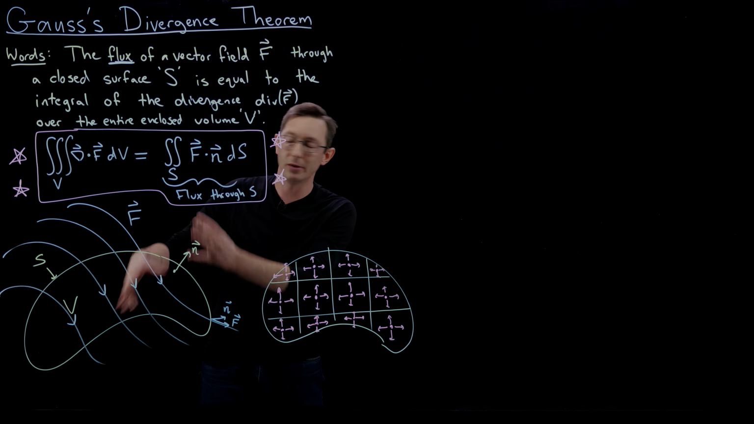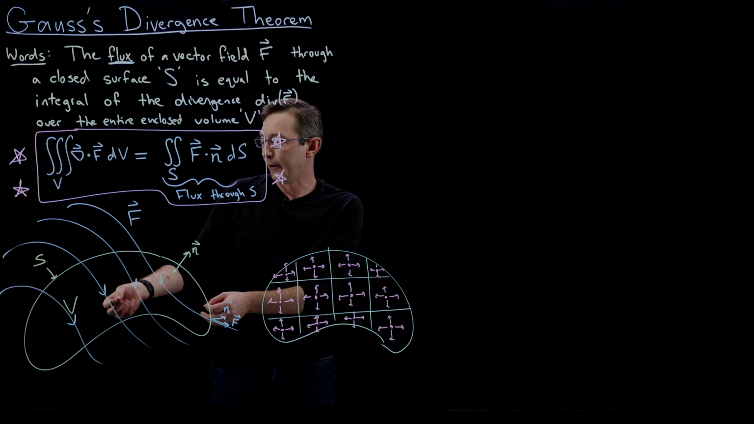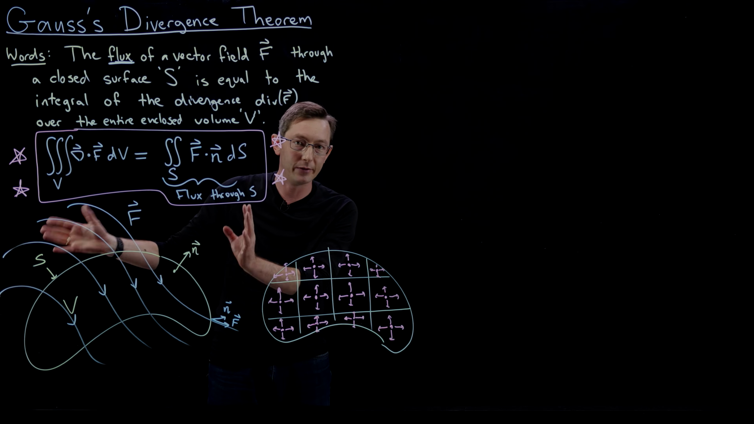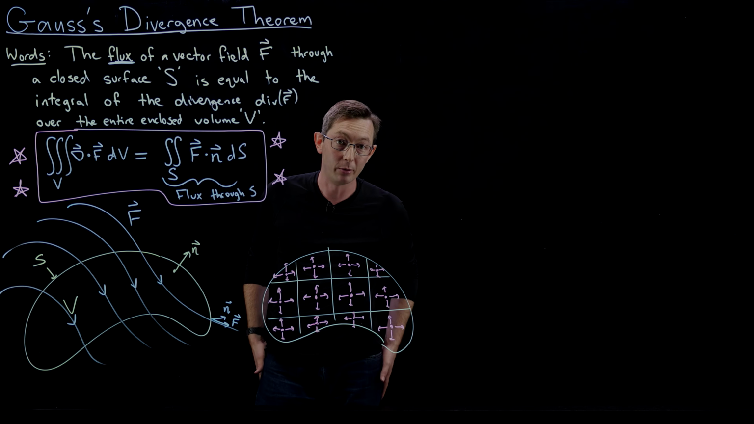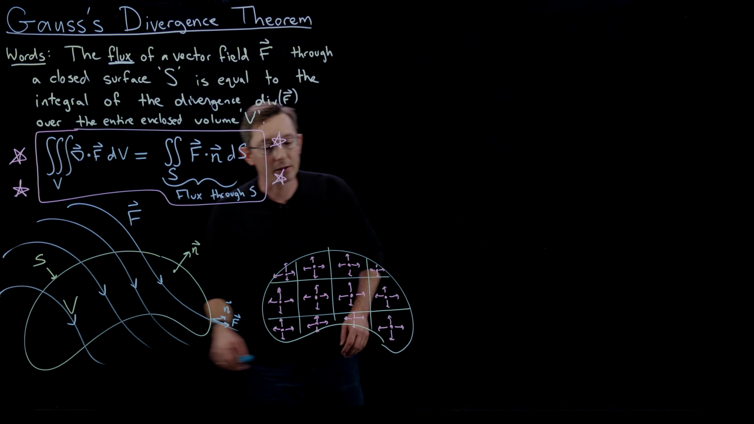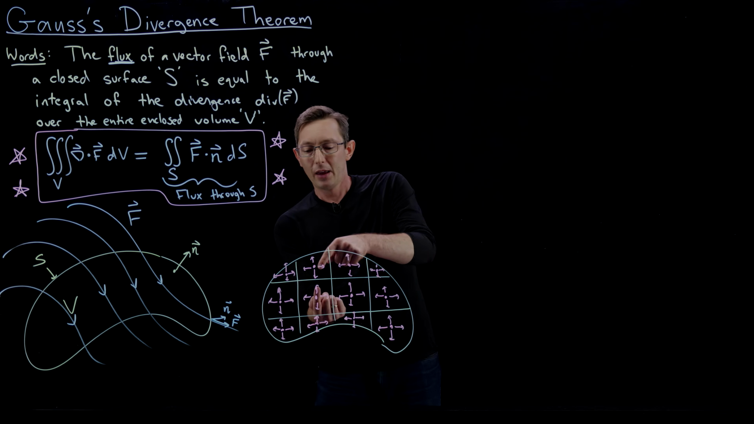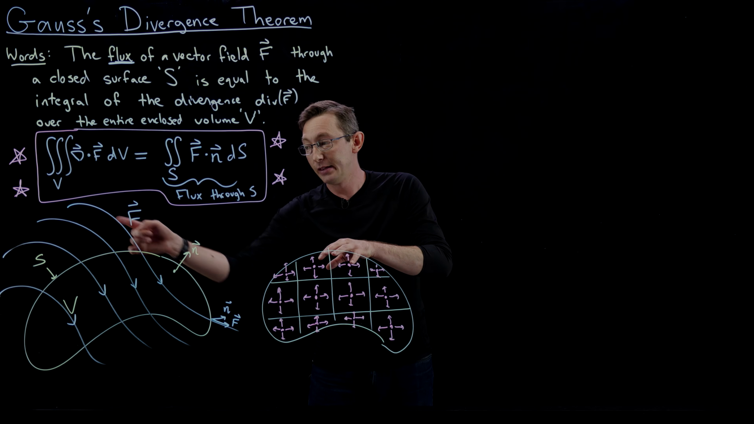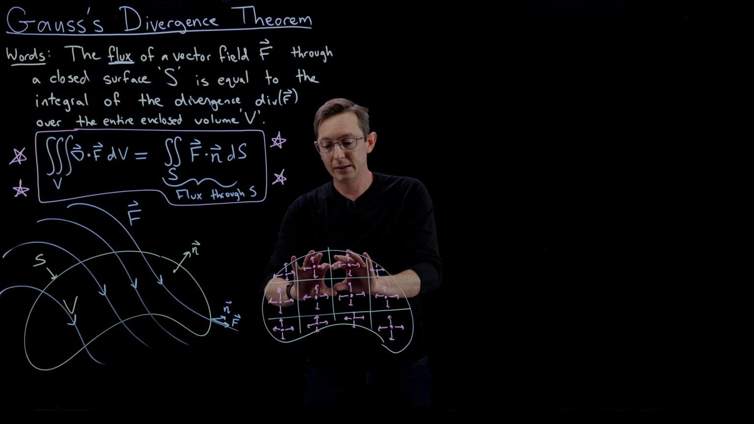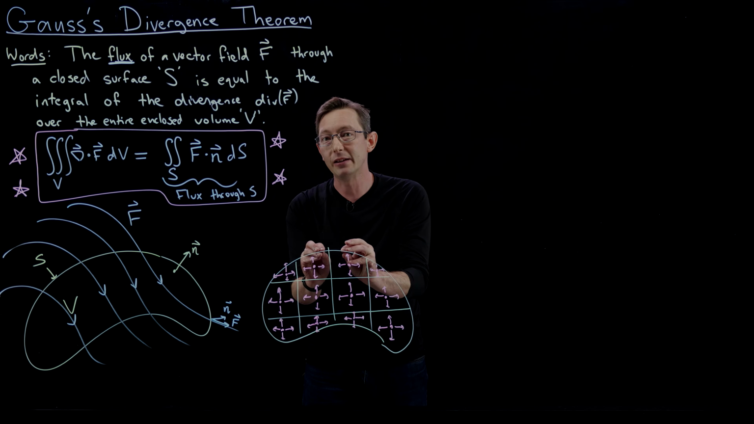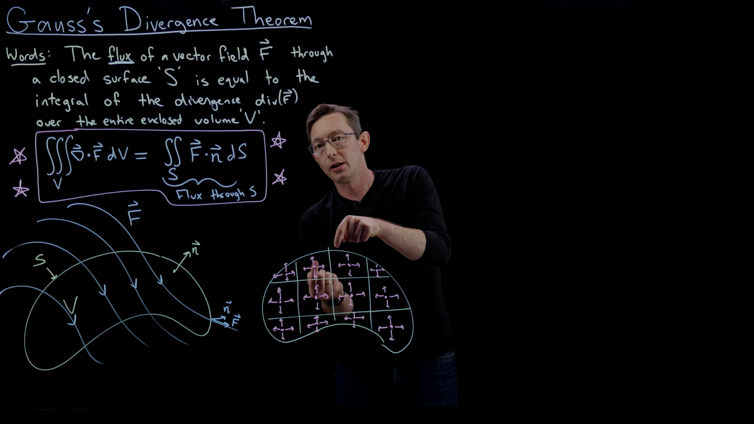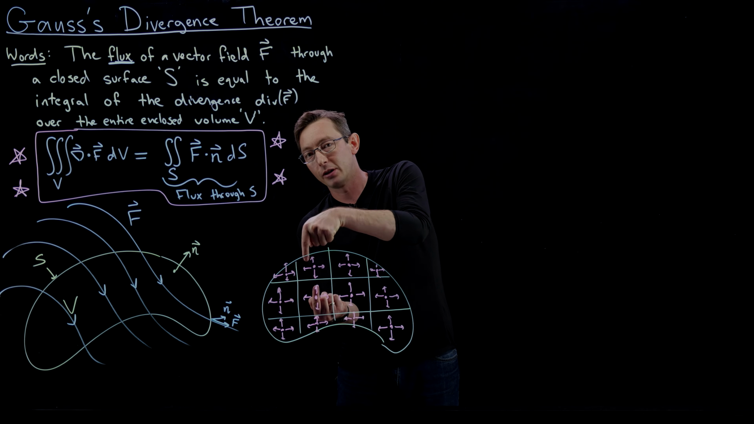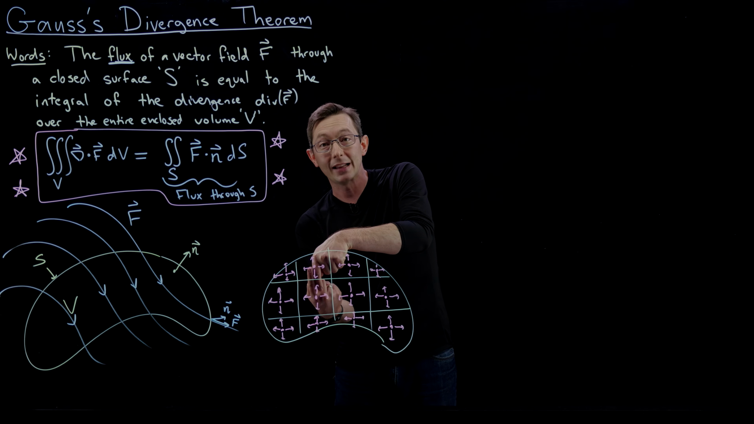So this F might be doing something complicated. There's some complicated physics, Navier-Stokes fluid flow, whatever. And this is the local divergence at every little point. Now what we observe is that if I really do assume that this vector field is continuous, and I make this grid infinitesimally fine, then these neighboring boxes, the positive upward component of this flux and the negative downward component of this flux, should cancel each other out.